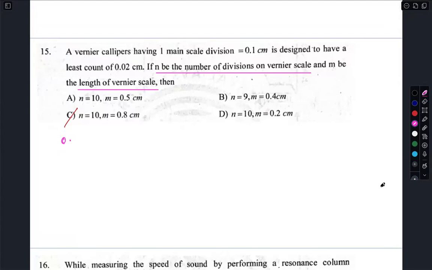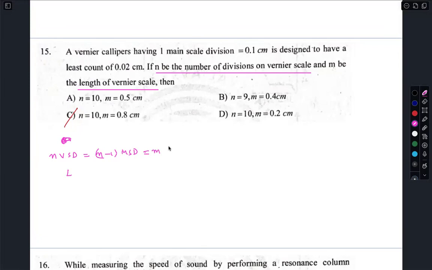N be the number of divisions on the Vernier scale and M be the length of the Vernier scale. What happens here? N Vernier scale divisions are equal to N minus 1 main scale divisions, that we know. What is M, by the way? M is the length of the Vernier scale. So N Vernier scale divisions, the length is M. Length of the total is M.